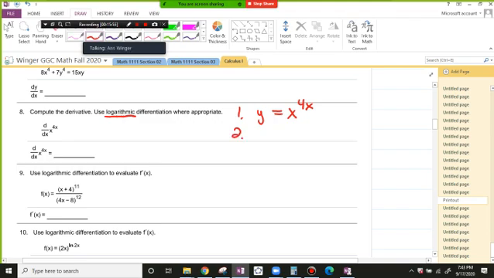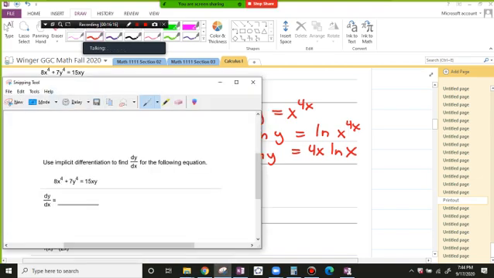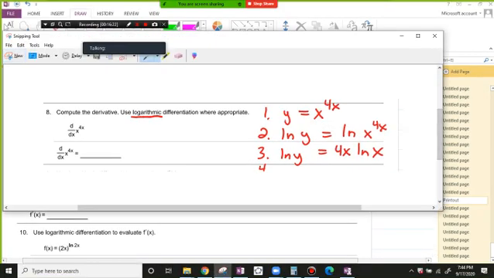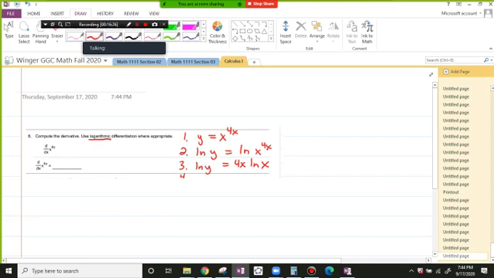And then two, you take the log on both sides. Three, use a log rule that brings the power in front. And notice we have yet to take a derivative, and then we take a derivative. So now I've got the natural log of y is equal to 4x times the natural log of x.